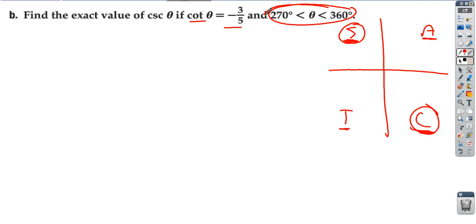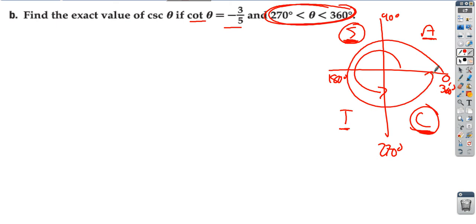Well, they're telling us we're between 270, which is this angle. Here's a 270 degree angle. This is 180 right here. This is 90. And 0 and 360 are the same. 360 is where you make a full rotation. So we're between 270 and 360. That means we must be in the fourth quadrant.